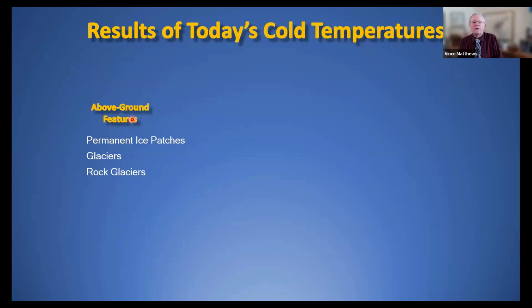Okay, the above-ground features that have to do with cold: we have permanent ice patches, we have these little glaciers, and we have rock glaciers, which we're going to talk about. We talked about these on the first day. And below ground, we have permafrost, and we have frost action going on associated with the permafrost, or maybe not associated with permafrost.